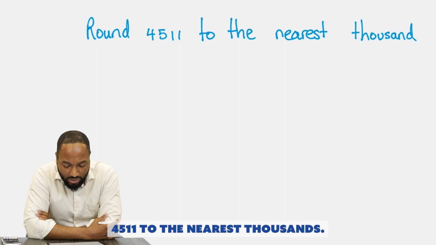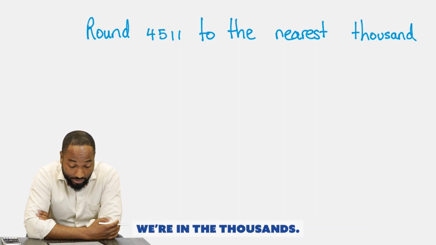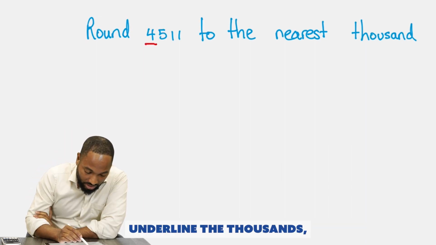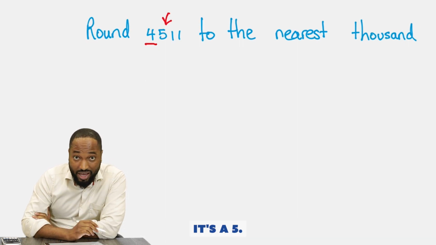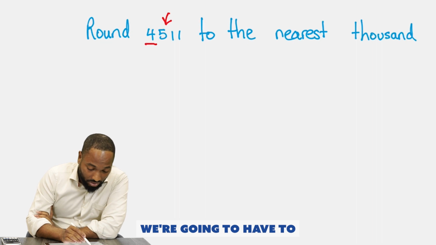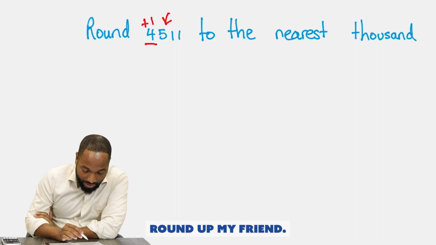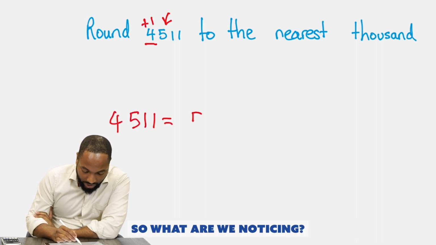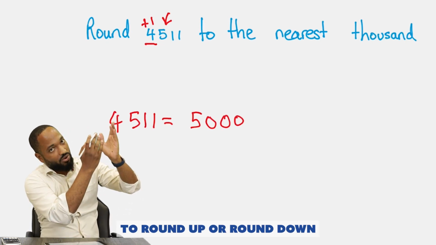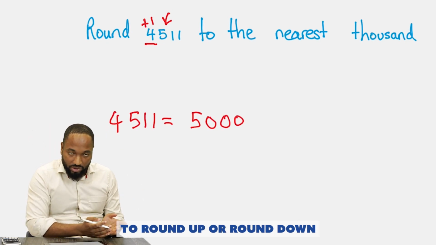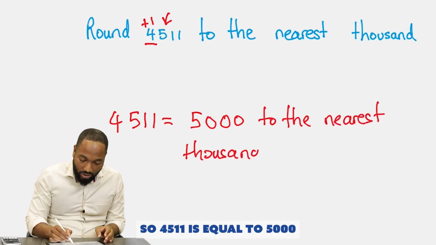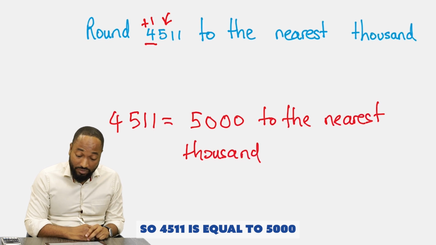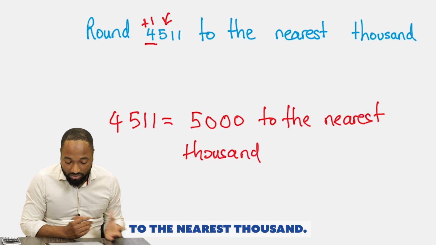4,511 to the nearest thousands. Oh boy, we are in the thousands. Underline the thousands. Look at the digit that comes after. It's a 5. We're going to have to round up, my friend. So what are we noticing? After we have decided to round up or round down, the remaining digits all become zeros. So 4,511 is equal to 5,000 to the nearest 1,000.